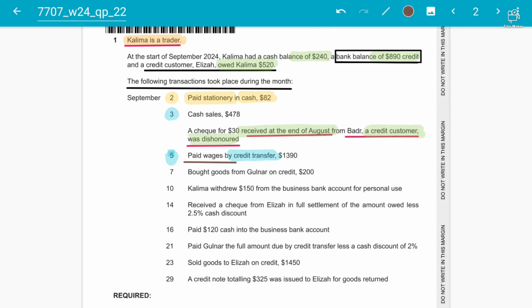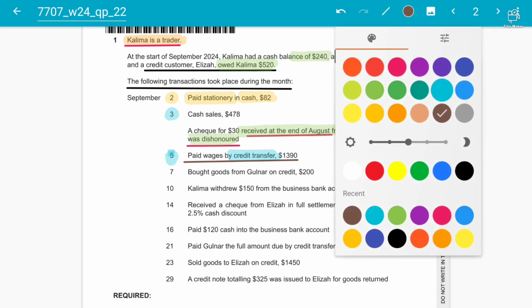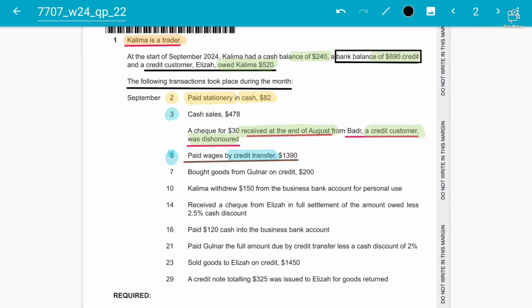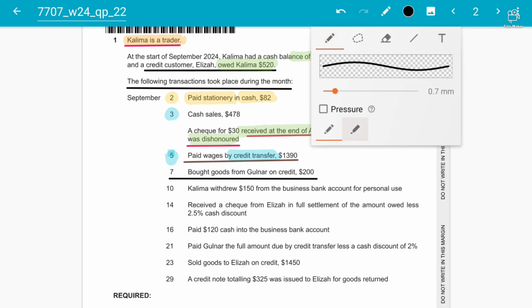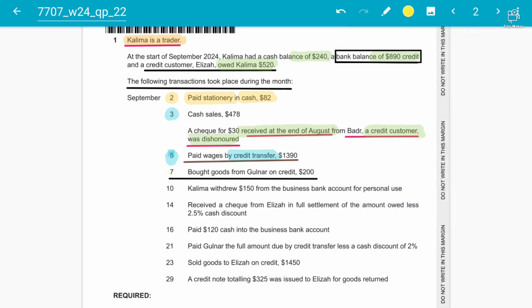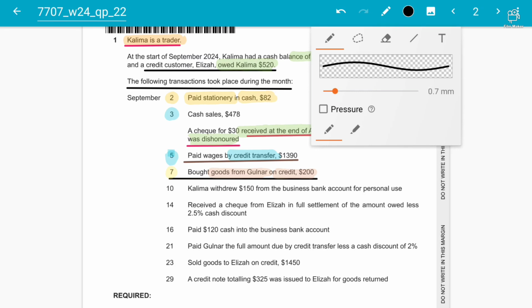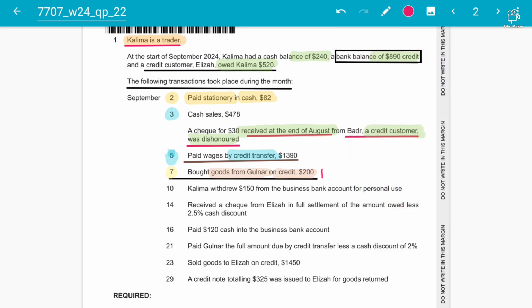Now comes the most important one. On September number 7, Kalima is buying goods from Gulnar on credit, from the supplier or trade payables. So if Kalima is buying goods on credit from any supplier, from Gulnar, what we need to understand, students, is that this transaction is not coming in the cash book. You have to ignore this transaction because it will be going in the purchase journal. It's a purchase journal, a book of prime entry.